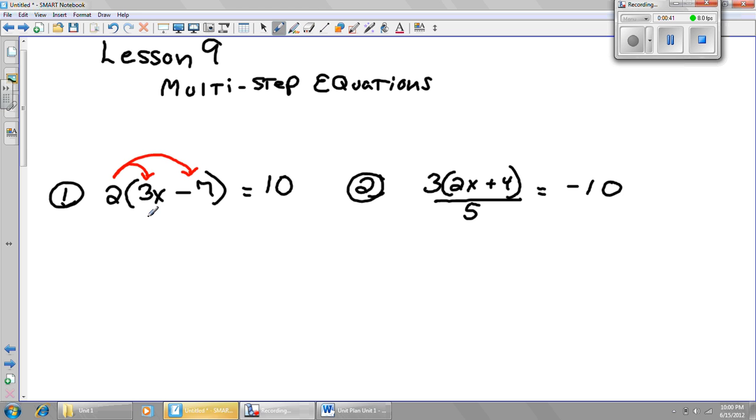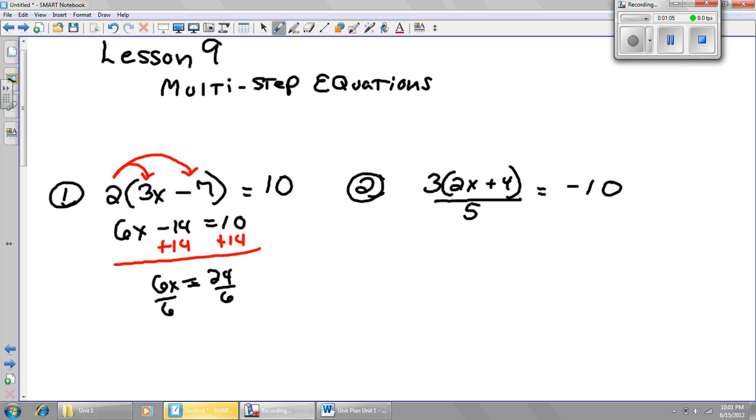If I distribute that 2, I end up with 6x minus 14 equals 10. Excuse me, and now the problem looks just like a 2-step equation. I listen to Saddam. I add 14 to both sides. I end up with 6x equals 24. And then I'll divide each side by 6, and I'll get x is equal to 4.